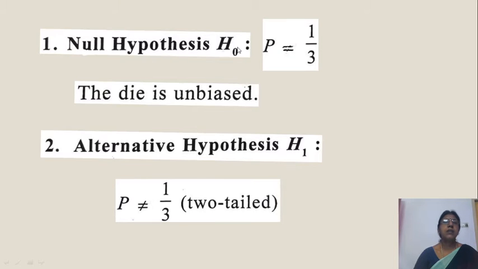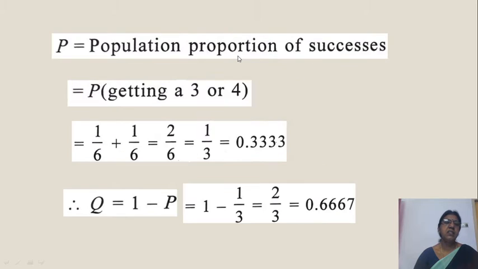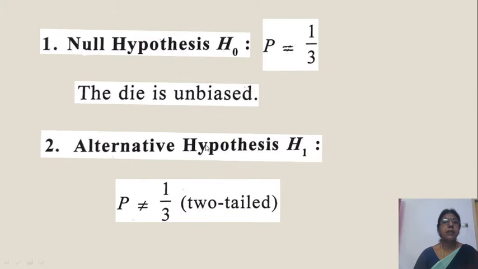Now, null hypothesis H naught. What is H naught? H naught is P equal to 1 by 3.